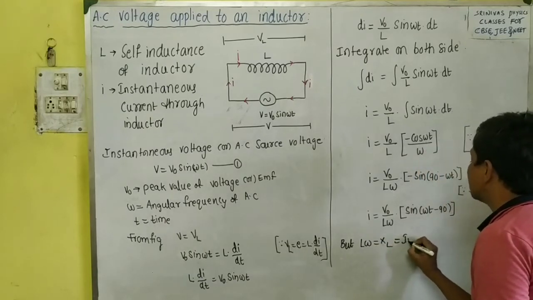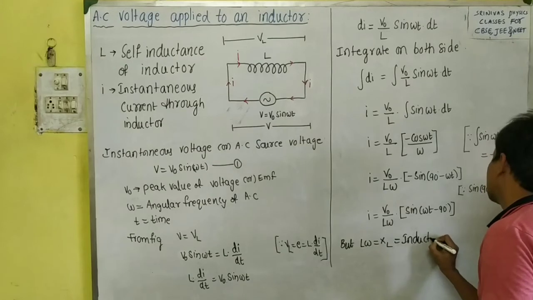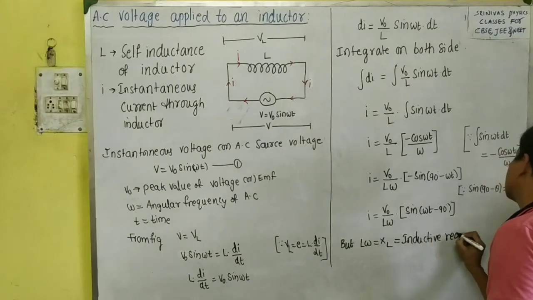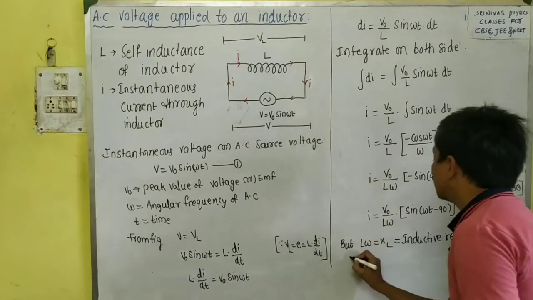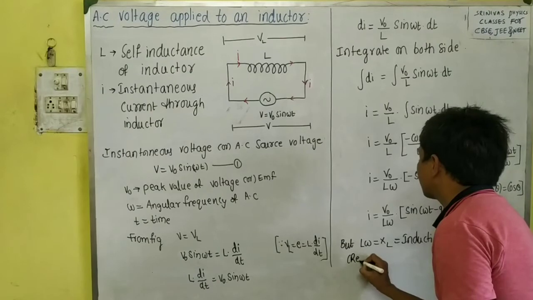XL is called the inductive reactance. Inductive reactance means the resistance offered by the inductor for the flow of AC.